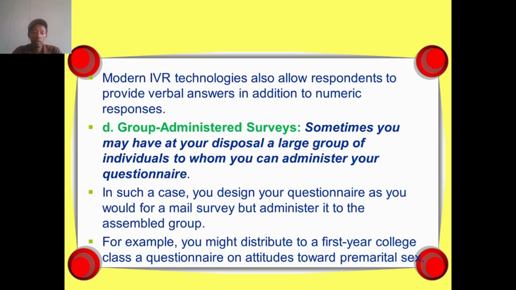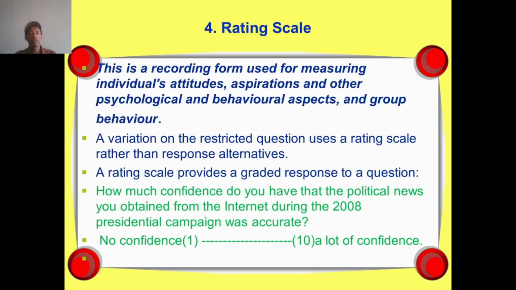For example, you may distribute to a first year college class a questionnaire on attitude towards premarital sex. So this is an example of group administered surveys: collecting data on attitude towards premarital sex among a first year college class using a questionnaire.